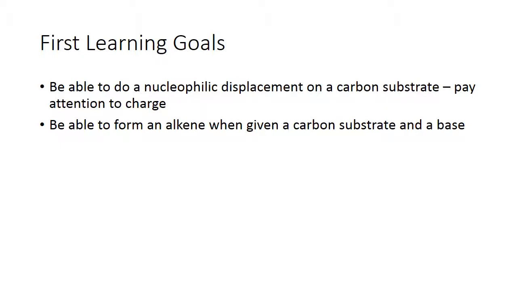So what are the learning goals that you have now that you've seen substitution and reviewed elimination? For the basic part of this chapter, you need to be able to figure out what is the product of nucleophilic displacement on a carbon substrate. And you need to pay attention to charge to make sure that your charge is balanced in the reaction. Then the other thing is to form an alkene. Remember, it always goes to the more substituted alkene when given a carbon substrate and a base, which the second one you already know how to do.